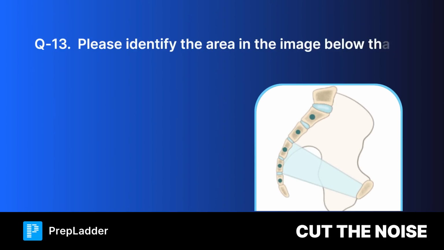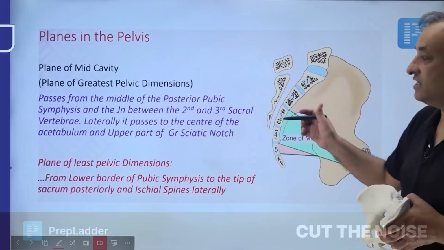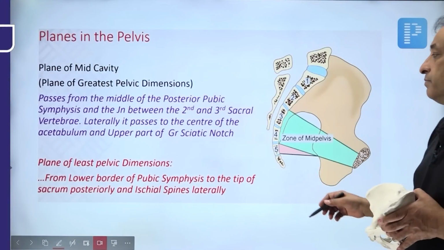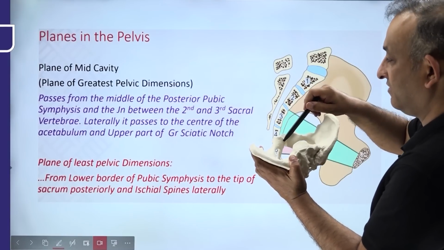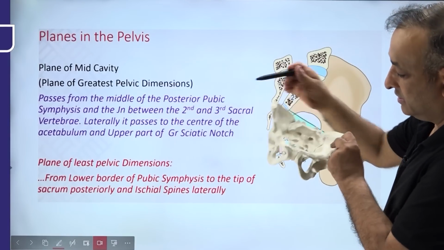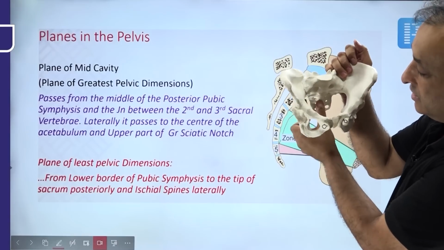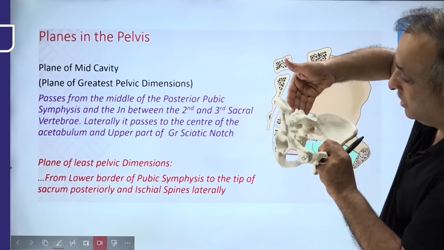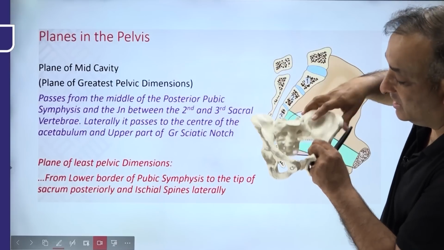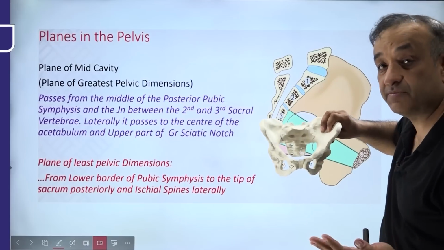Question 13. Please identify the area in the image below that appears blue in color. Your options are, and the correct answer is mid-pelvis. Here's the explanation. There is this greatest pelvic dimension. It goes from the middle of the posterior pubic symphysis to the junction between the second and third sacral vertebra. All right. So the sacrum here, the second and third. Can you see? Maximum concavity is here at the level of the second and the third sacral vertebra. So it is the greatest pelvic dimension, right?